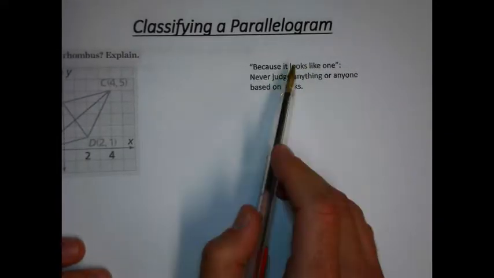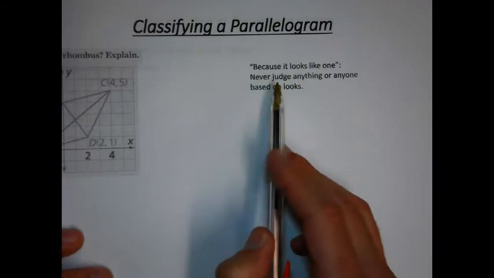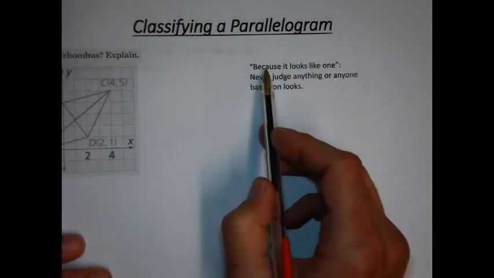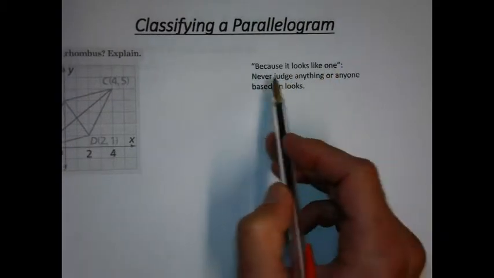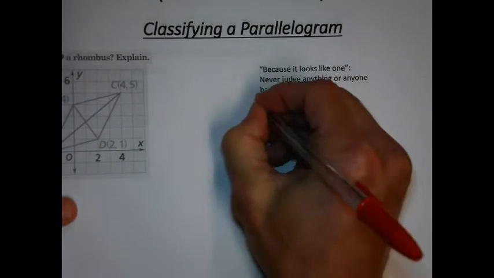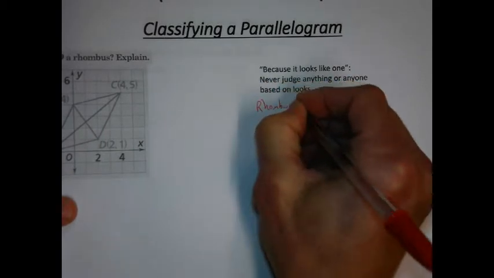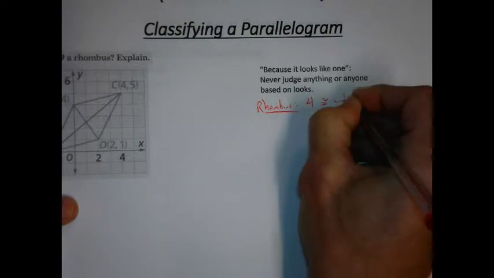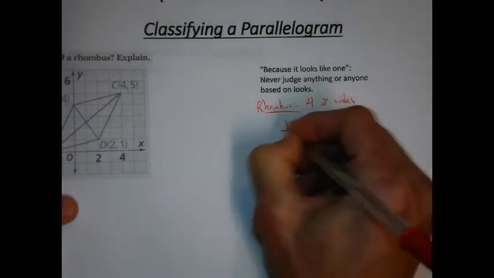Now, oh my gosh, if I ever catch you saying this, I'm going to lose my mind. Don't ever say it's a rhombus because it looks like one. Never judge anything or anyone based on looks. You're welcome. So we got to know something about a rhombus. A rhombus has four congruent sides, and a rhombus also has perpendicular diagonals.